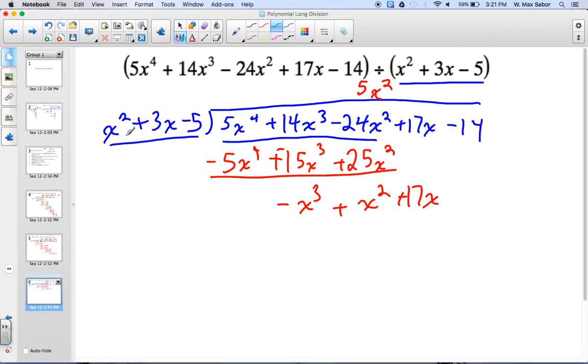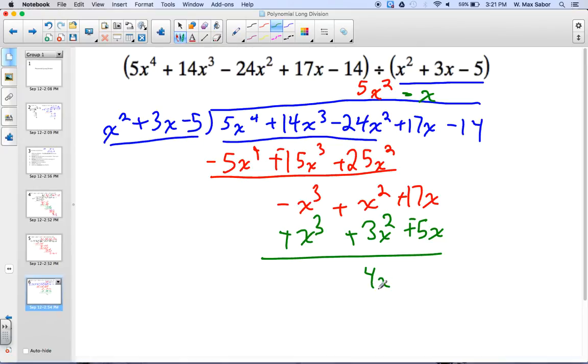Next one, how do we get x squared to become negative x cubed? We have to multiply by negative x. So this is by saying negative x cubed divided by x squared. So negative x times that gives us negative x cubed. Then we get negative 3x squared and plus 5x. Turn this into the opposite signs, so we get 4x squared plus 12x minus 14.